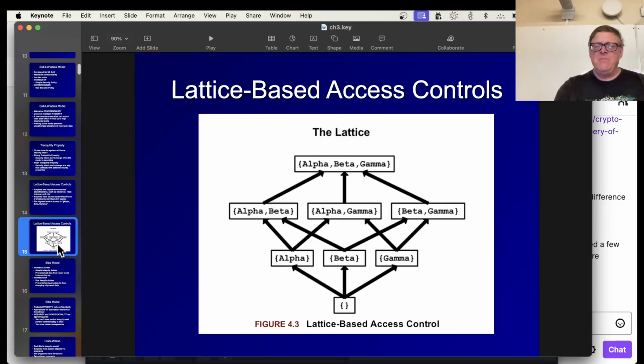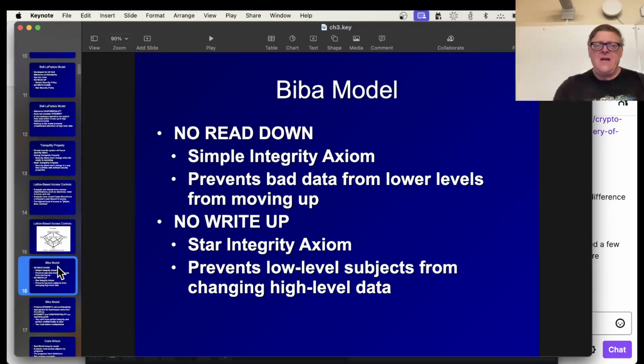I never used this system, but I've heard about it in the book. But the BIBA model is the next one, which goes after the LaPadula. The LaPadula model protected confidentiality but not integrity. So the BIBA model is just the opposite. Reverse both axioms: no read down and no write up. This is the simple integrity axiom.